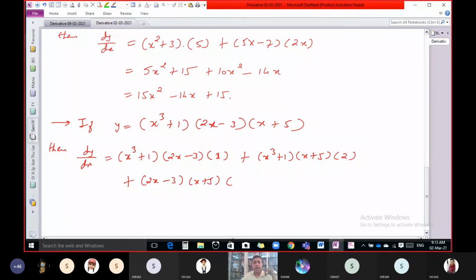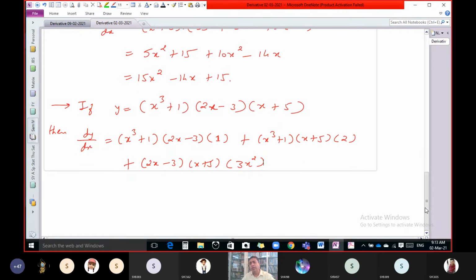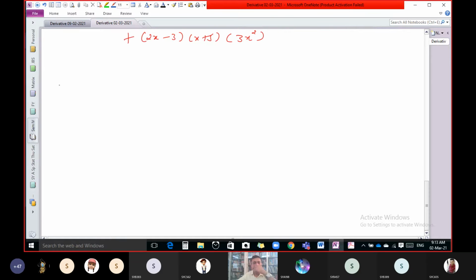and tell me the derivative of x raised to 3. 3x square. 3x square, and derivative of 1 is 0, and you require to simplify this, you will get the final answer. We are not wasting our time to simplify this right now. This is the way to use the multiplication rule.